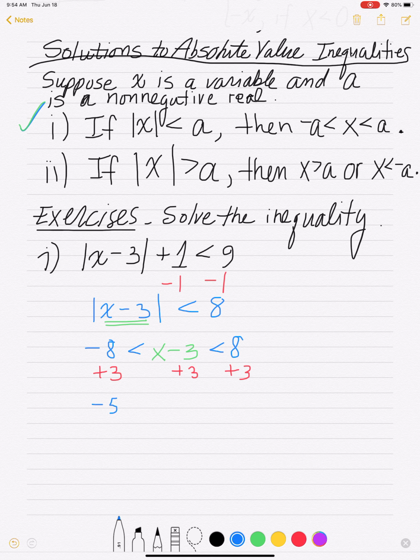Then I have the less than symbol. Negative 3 and positive 3 cancel in the middle, so I just have x in the middle. And then I got the less than symbol, and then I got 8 plus 3 on the far right. 8 plus 3 is 11. So here we have that x is in between negative 5 and 11. In order for this to be a true inequality, x must be between negative 5 and 11. So x is less than 11, but x is greater than negative 5.